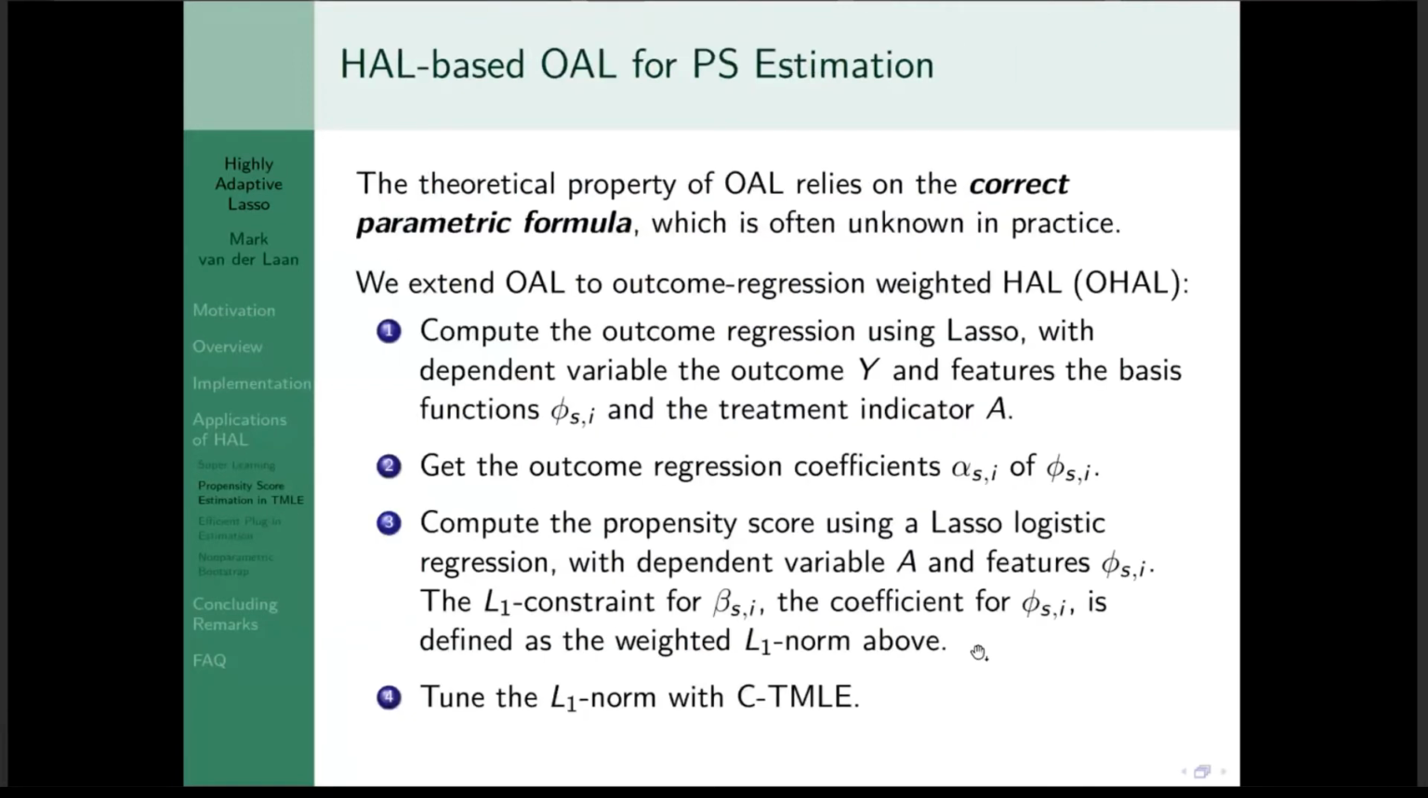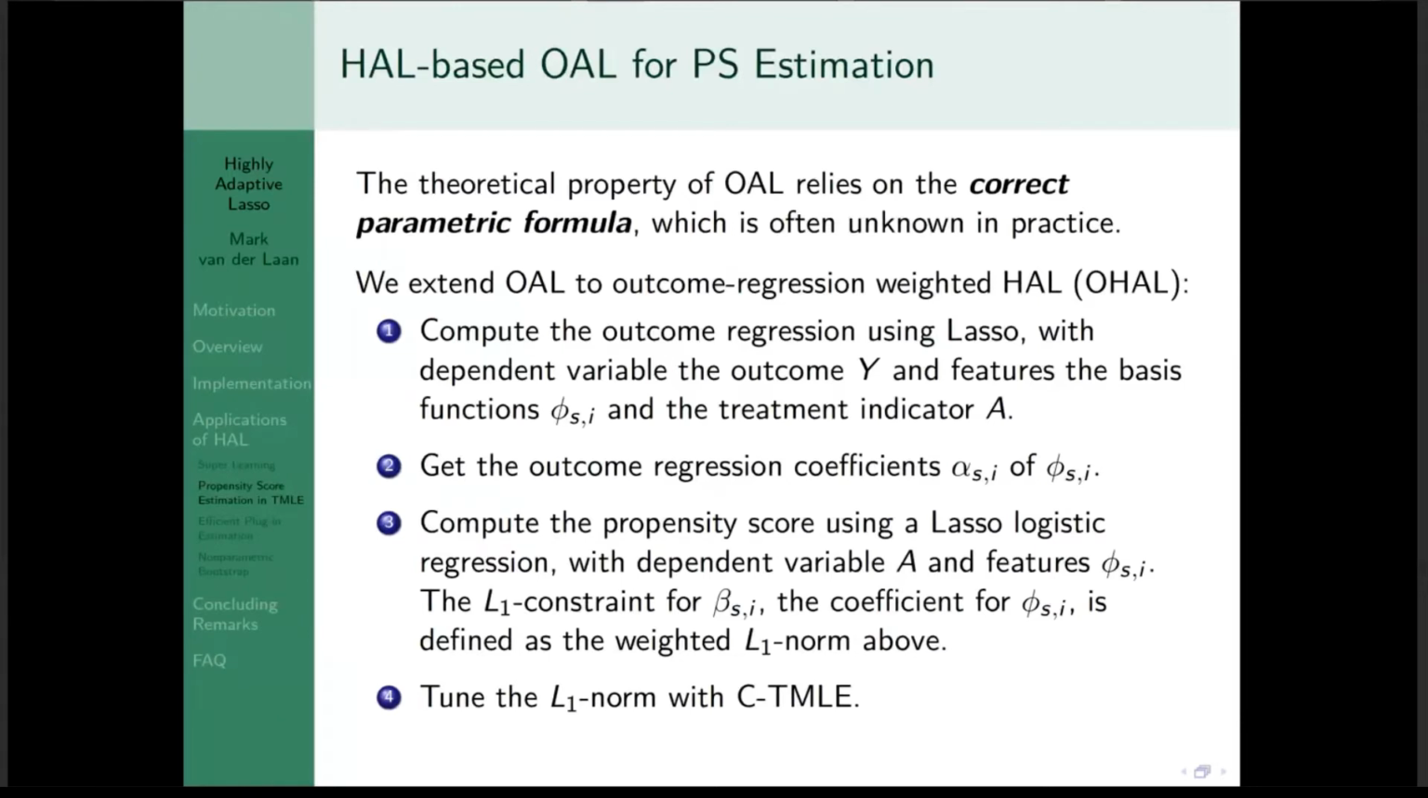And so our point is that, okay, that's great. However, the theoretical property relies on a correct parametric formula for that lasso estimator. So why not extend this to the highly adaptive lasso? So we are saying, okay, let's fit the outcome regression with the highly adaptive lasso. So now you get all these basis functions, which are functions of W and A. And in particular, you can extract from that the relevant basis functions, like for the mean outcome at A equals 1 and the mean outcome given W and A equals 0, and take all these basis functions and put them in the propensity score.